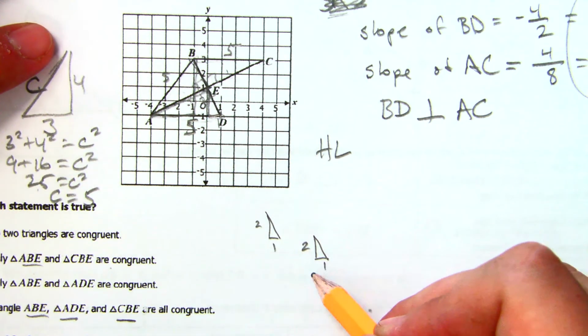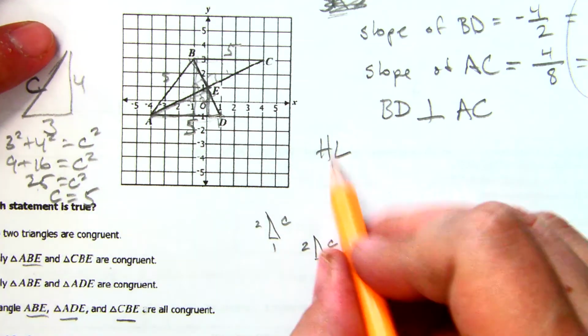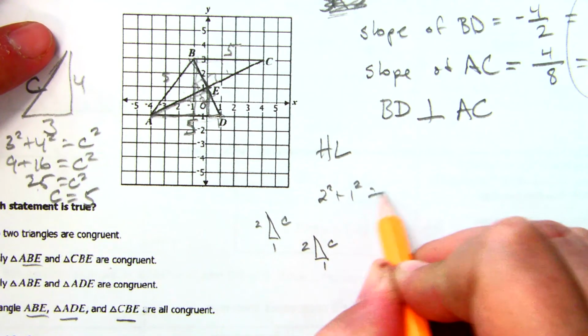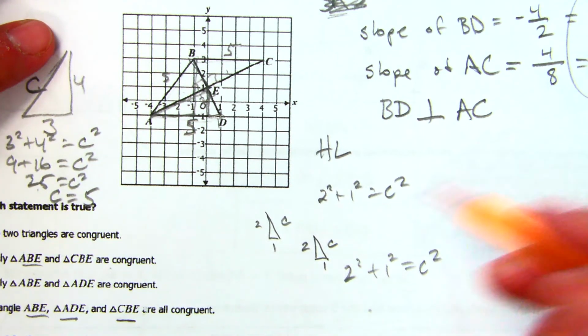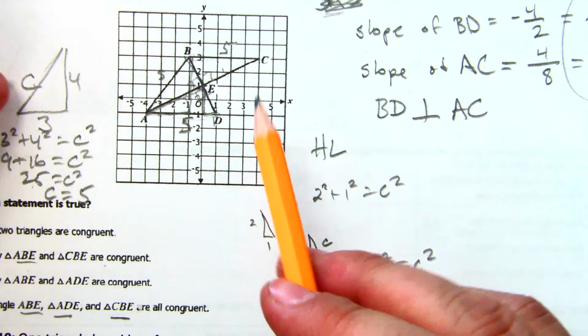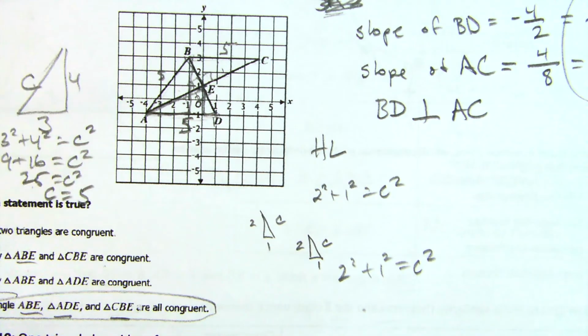If I do the Pythagorean theorem, I'm going to get the same thing for C as I do for C on both of them, right? 2 squared plus 1 squared equals C squared. 2 squared plus 1 squared equals C squared. I'll have the same answer. So that tells me that the sides are congruent. So all three triangles, that's a long-winded way of saying all three triangles are congruent.